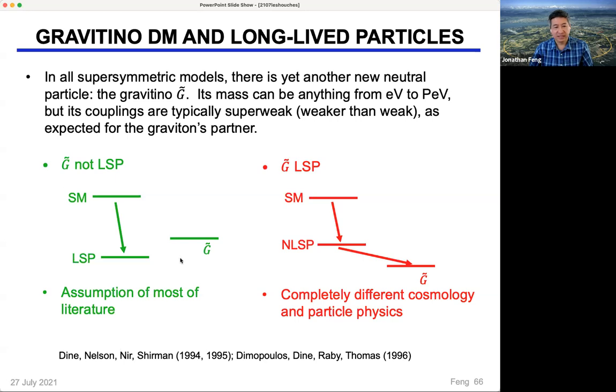And so the point is that this assumption, which is in the bulk of the literature, is just not a correct assumption. I mean, you have to assume something, so fine, go ahead and assume one. But the point is that most people assume it without even knowing they're assuming it. And there is a whole different half of the parameter space where the gravitino is the lightest.